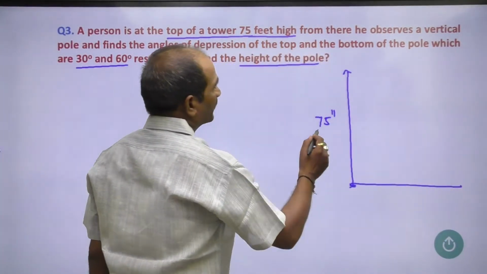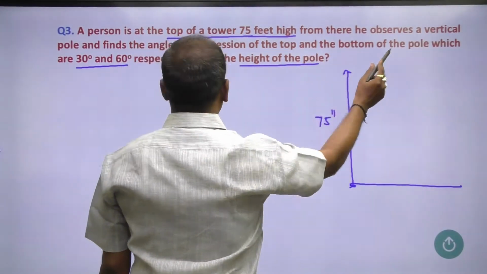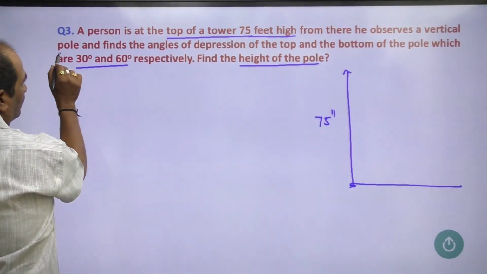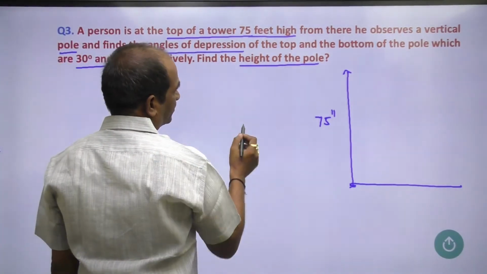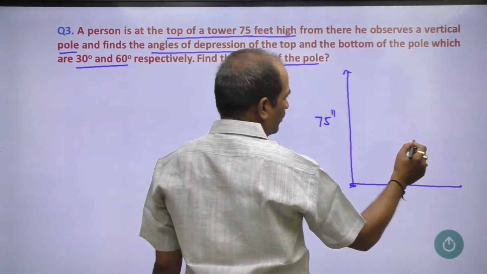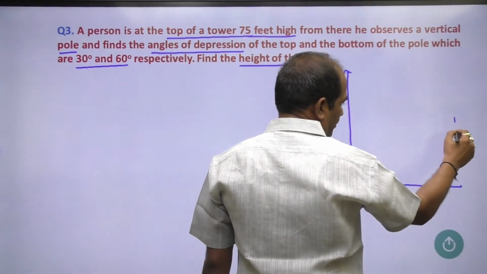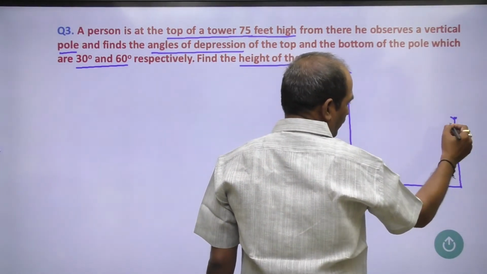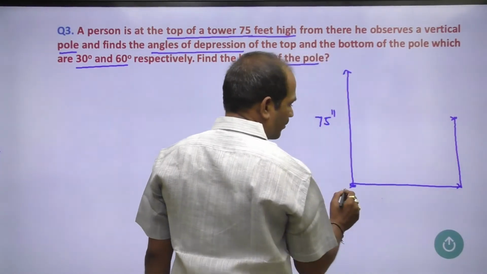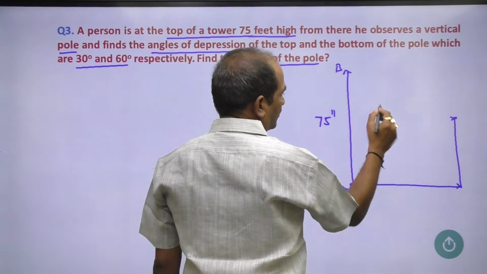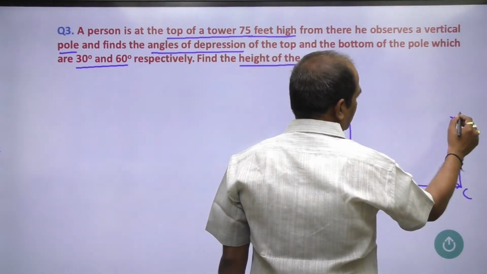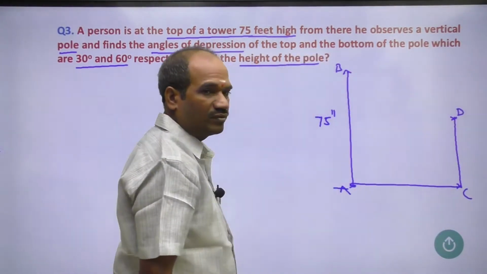Next, from there he observes a vertical pole. Find the angles of depression of the top and bottom of the pole. If you take this, this is the pole. The tower is AB and the pole is CD.